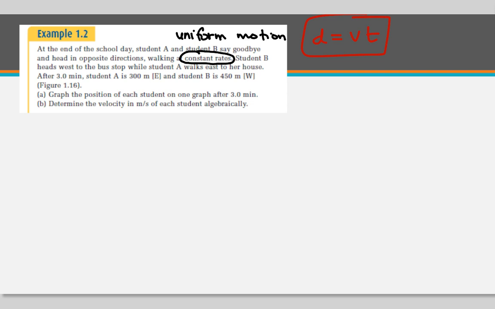So student B heads west, and student A heads east. Okay, and they give you both a distance and a time for both. They're both 3 minutes for time, and there's two separate displacements. So they want us to determine the velocity in meters per second. So let's take a look at part B. Let's find the velocity of student A.